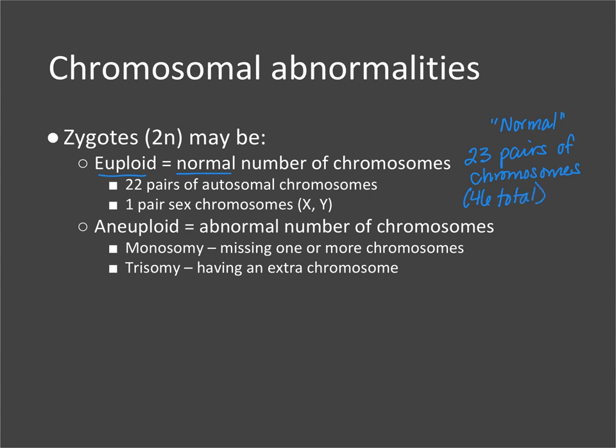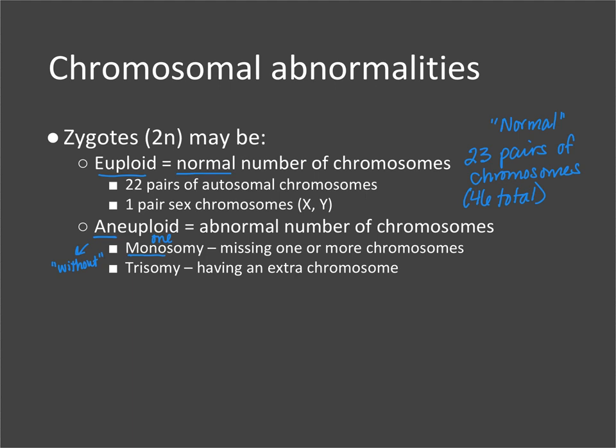Now, aneuploid, and anytime you see this AN, it usually means without. This is a Latin term. So aneuploid means a zygote that does not have the proper number of chromosomes in it. And there are some different conditions that can happen with regards to that. First of all, we could have something called monosomy, and mono means one. And so monosomy means that an individual does not inherit two copies of a chromosome, they only get one copy.